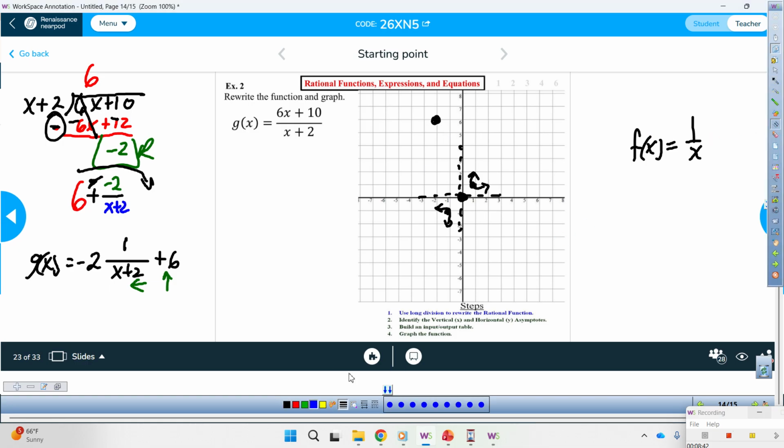So now my new asymptotes are here and here. And technically my points are here and here. Is that correct? However, bless you, tell your neighbor what this does. What does that do to those points?